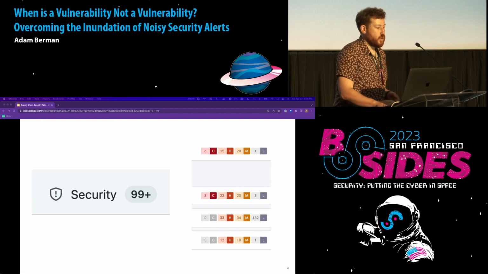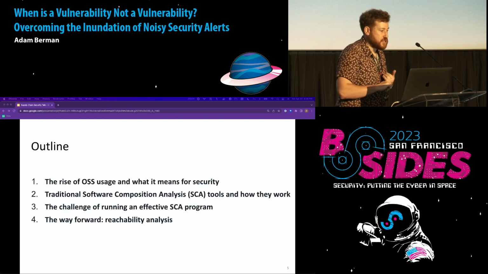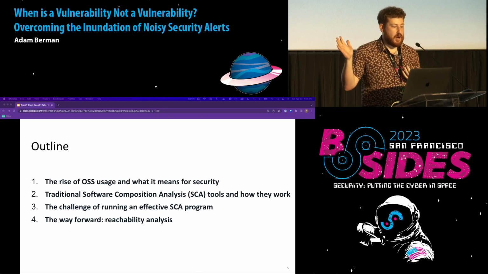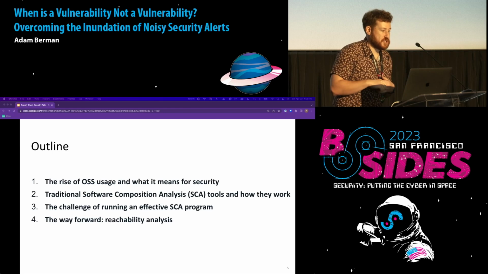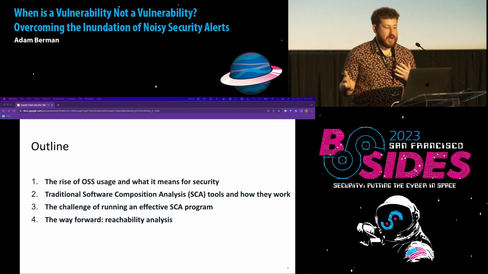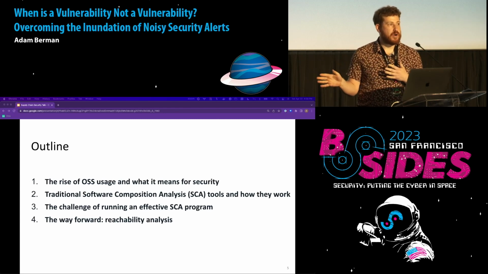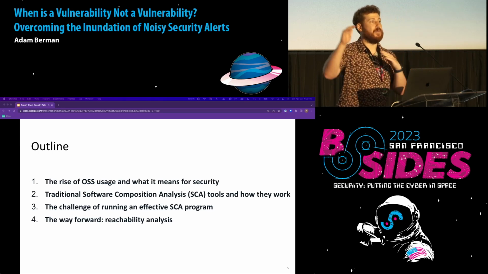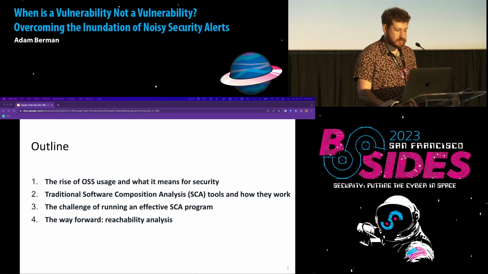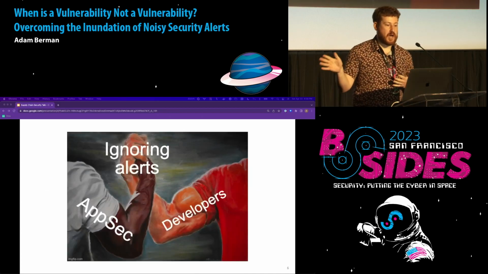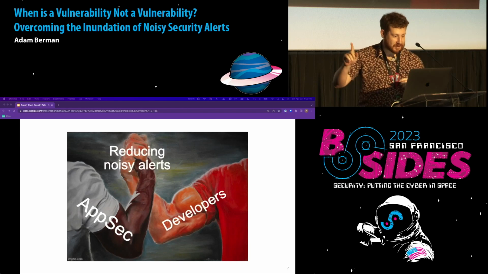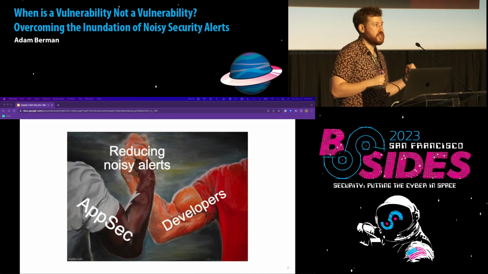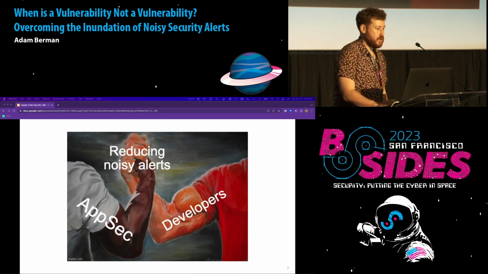So today, we're going to talk about some strategies for that. We're going to talk about the rise of open source usage and what that means for security. We're going to talk about traditional software composition analysis tools, how they work, the challenge of running an effective SCA program, and then we're going to dive into what reachability analysis is and how it can help folks move up a level in terms of their leverage. I hope at the end of the talk we can get to some strategies. Not ignoring alerts, but reducing alerts so that this can help security and developers be partners together.